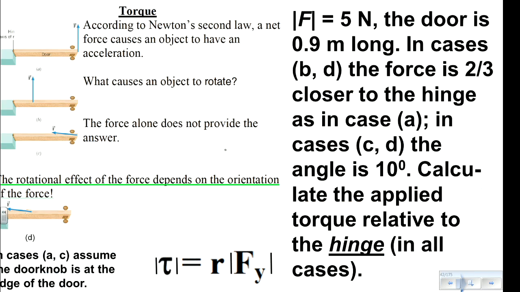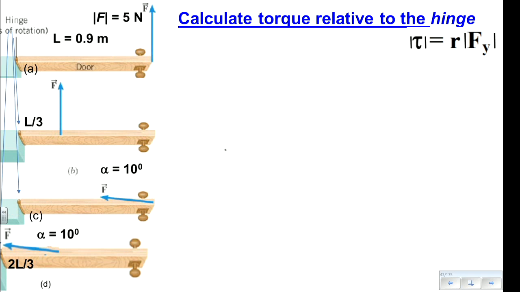Now, well, we just need to do some examples. Here, same door, same force, but we apply it differently. So let's practice. Here, we need to calculate torque 4 times. But each time, we have to calculate it relative to the hinge. Why? Because we are told to do so. That's it.